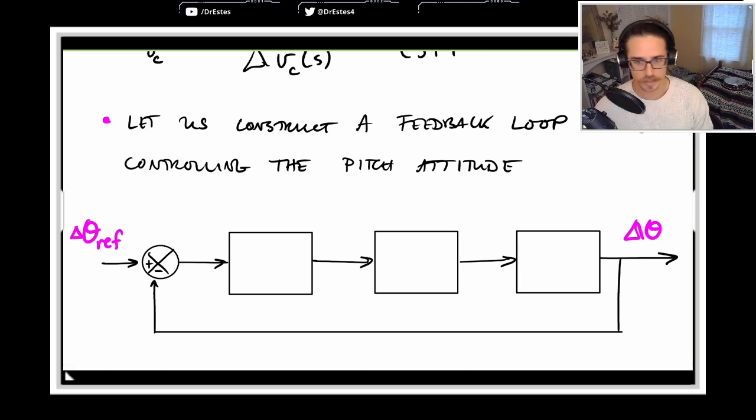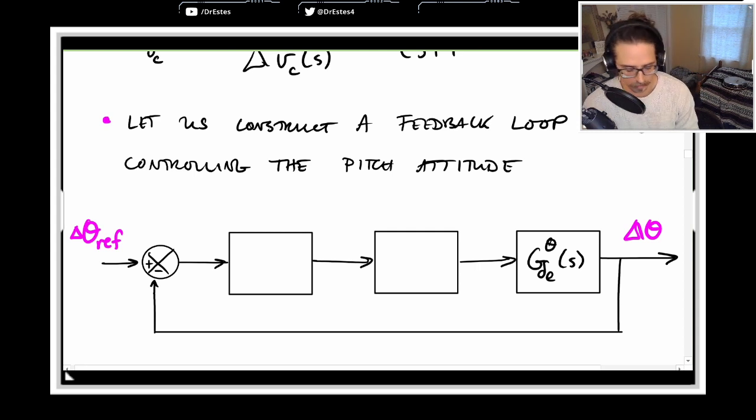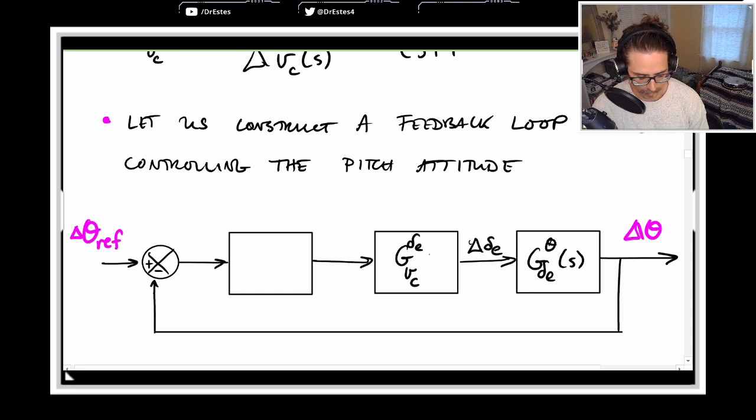Okay, so let's throw in some transfer functions. That's what each of these blocks are for. So this transfer function takes in the elevator angle, outputs the pitch angle of the aircraft. Then we have our servo motor, which is going to take the control voltage as an input, output the elevator angle. So the control voltage comes into here. Okay, this block is our controller right here. And we're gonna try a couple different controllers today.